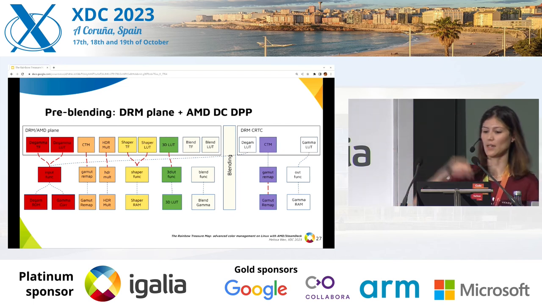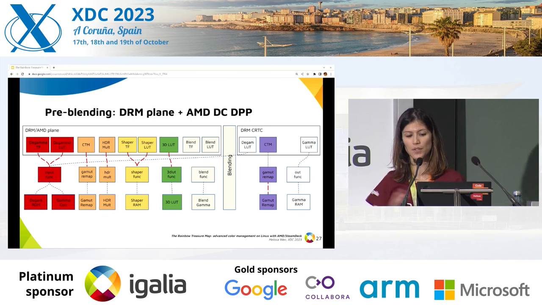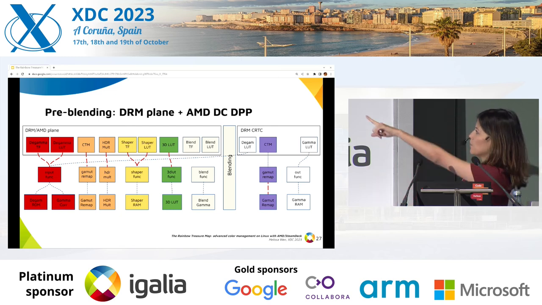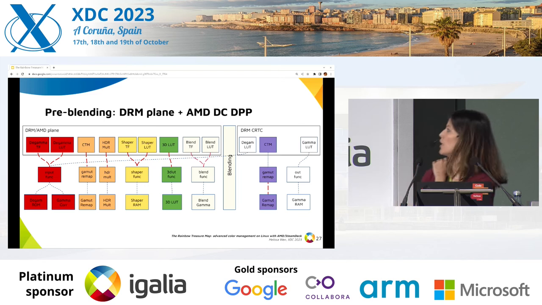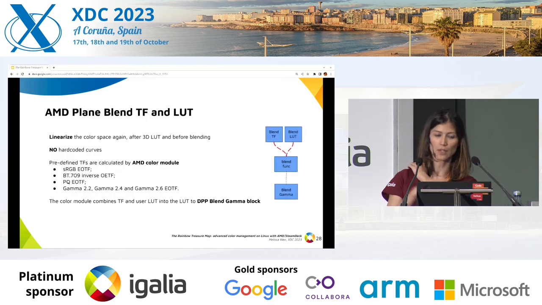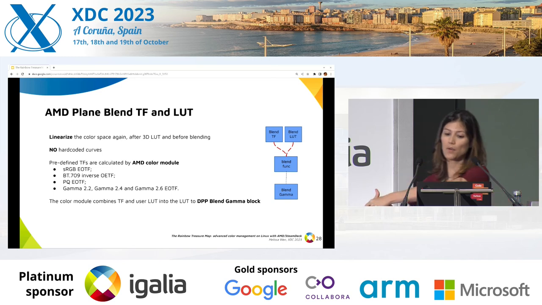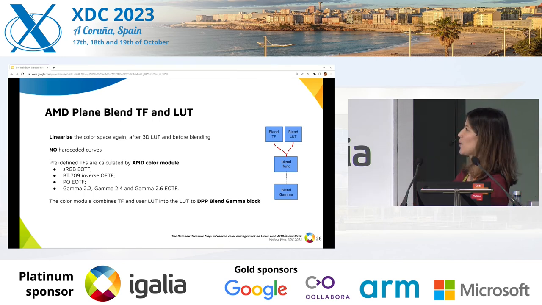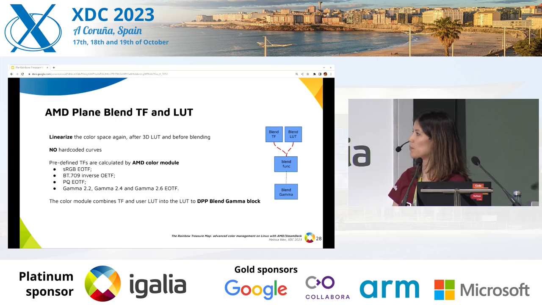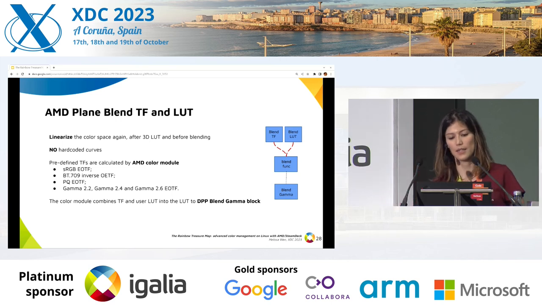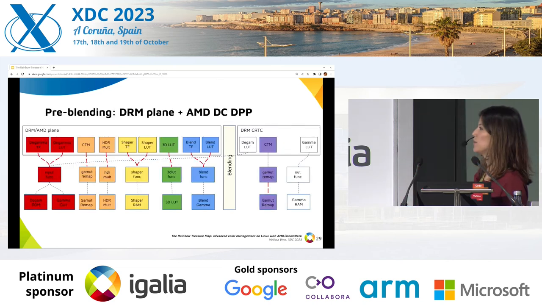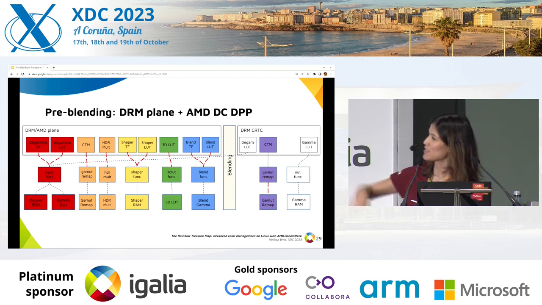Then we also need, as I told you, a post-3D LUT curve to linearize the content color space before blending. This is done by the blend TF and LUT properties. It works similar to the shaper LUT, in that there are no hard-coded curves for the blending predefined transfer function. And the curves supported here are the same as the DGAMMA block, calculated by the color module. The resulting LUT goes to the DPP blending gamma block. So we have our pre-blending properties connected.